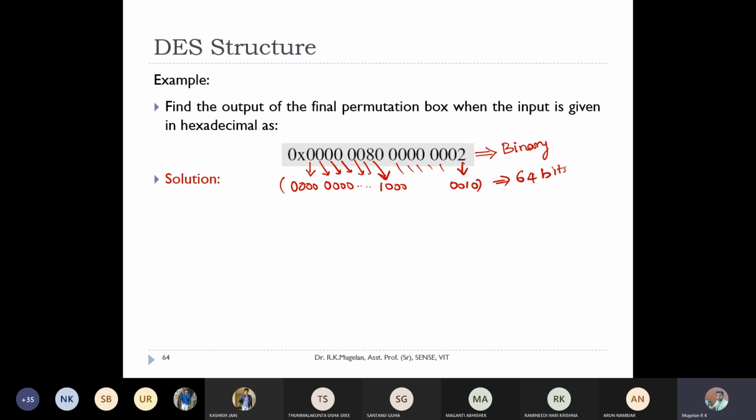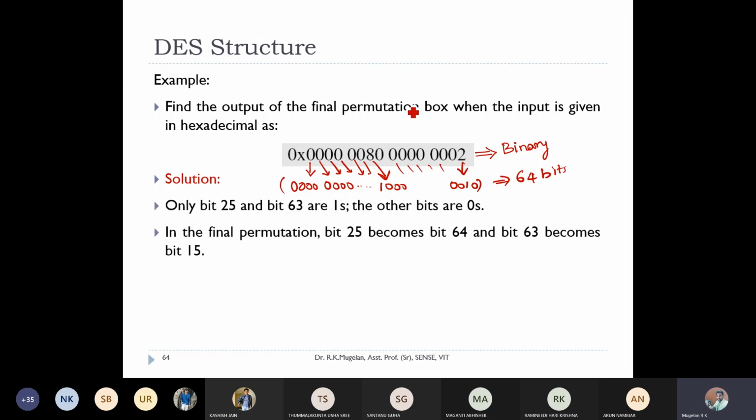The easy way is to take this 64-bit length and find where the ones are sitting. If you check here, this one will be sitting in the 25th position. For example, this is 4 plus 4, 8, 12, 16, 20, 24. So 24 zeros, then comes 100. So this one will be sitting in the 25th position. And at last, I will end with 1 and 0.